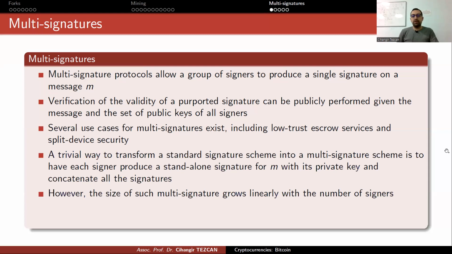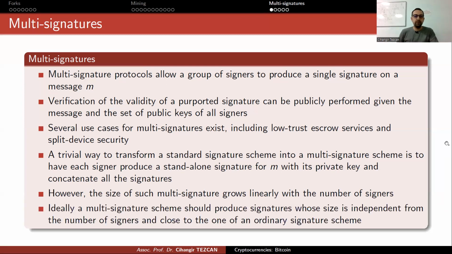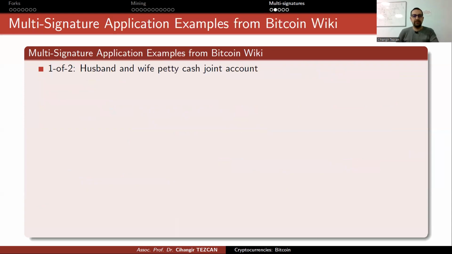However, the size of such a multi-signature grows linearly with the number of signers, right? So if 10 people sign it, then you have to have 10 signatures. Ideally, a multi-signature scheme should produce signatures whose size is independent of the number of signers and close to that of an ordinary signature scheme. This is actually what the Taproot upgrade provided to Bitcoin with the Schnorr signatures. First, let's see how it was done traditionally. So let's see how multi-signature applications can be done, and next we will talk about Schnorr signatures.